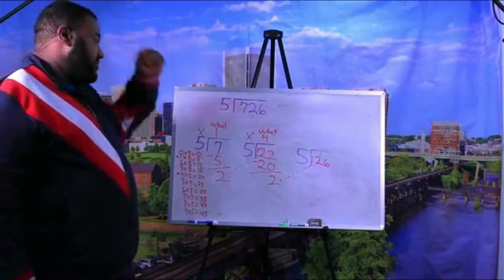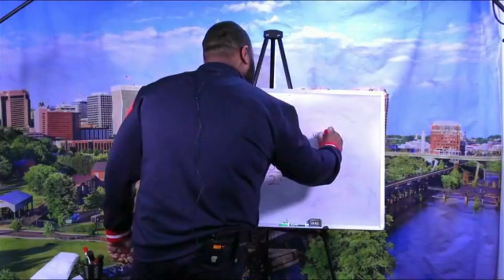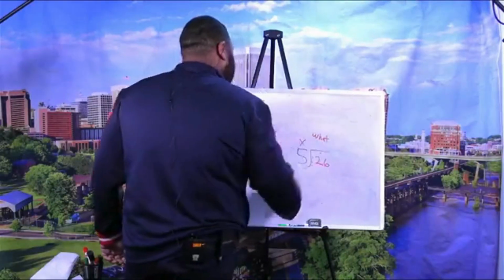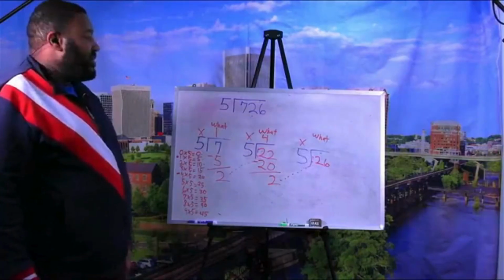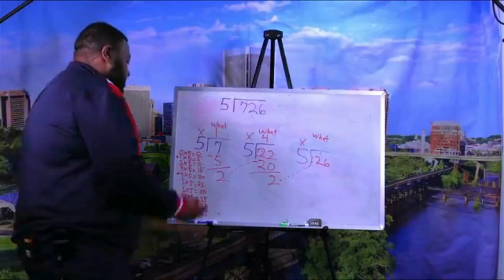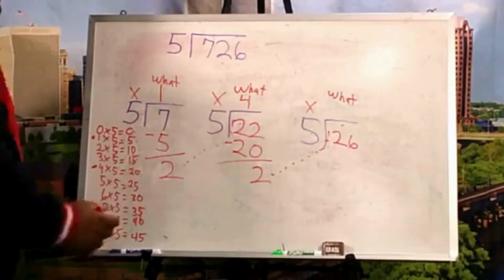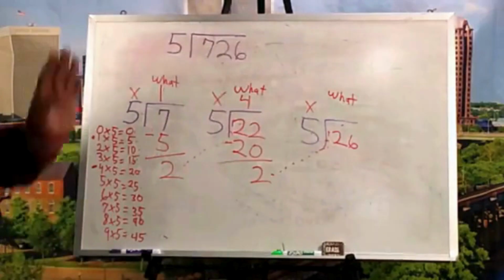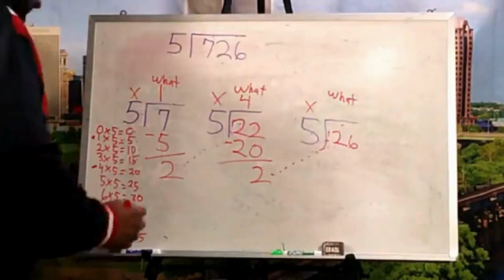You guessed it. What are we going to do next? We're going to ask ourselves what times 5 will give us 26 without going over. What times 5 will give us 26 without going over? 0, 5, 10, 15, 20, 25, 30. Uh-oh. 30 has gone what? Over. Since 30 has gone over, we now come back up to the 25.